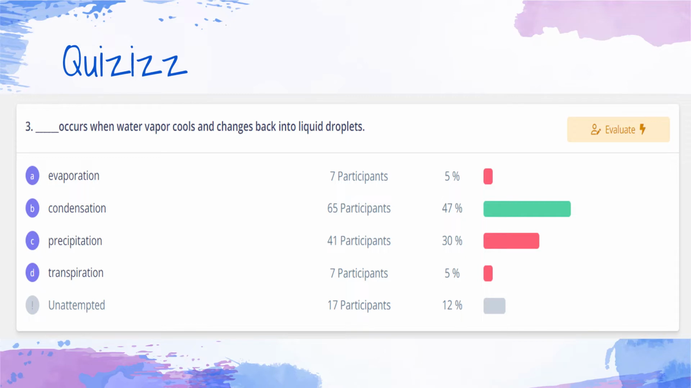This was one question that stood out to me where 30% of the students got it incorrect, and this just tells me that I need to go back and reteach condensation, or it could just tell me that I need to continue to reinforce the idea of condensation through both warm-ups and exit tickets.